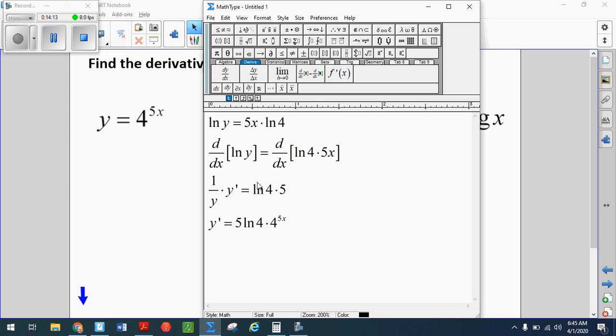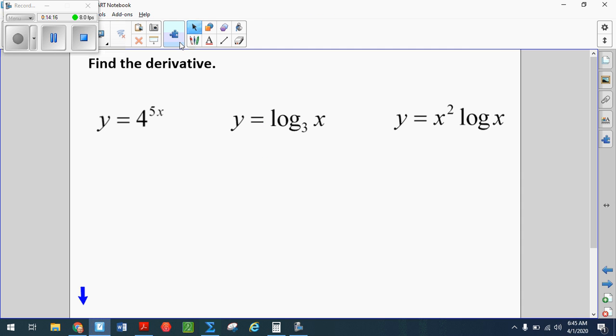So I'm going to capture all of that in, so I can save it.